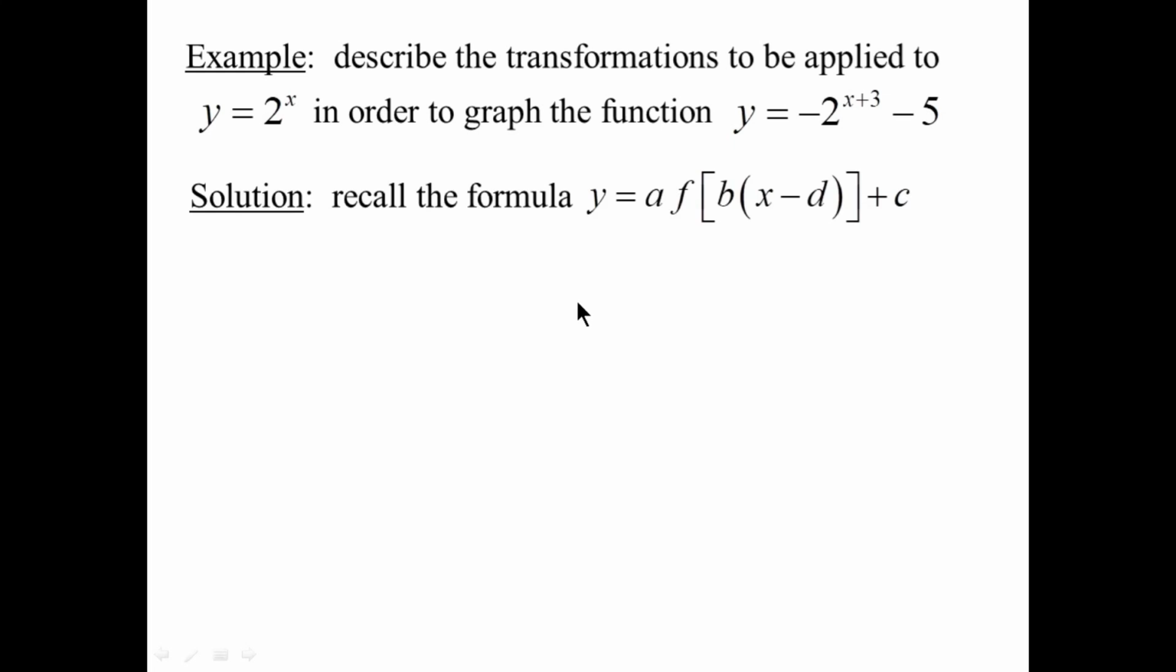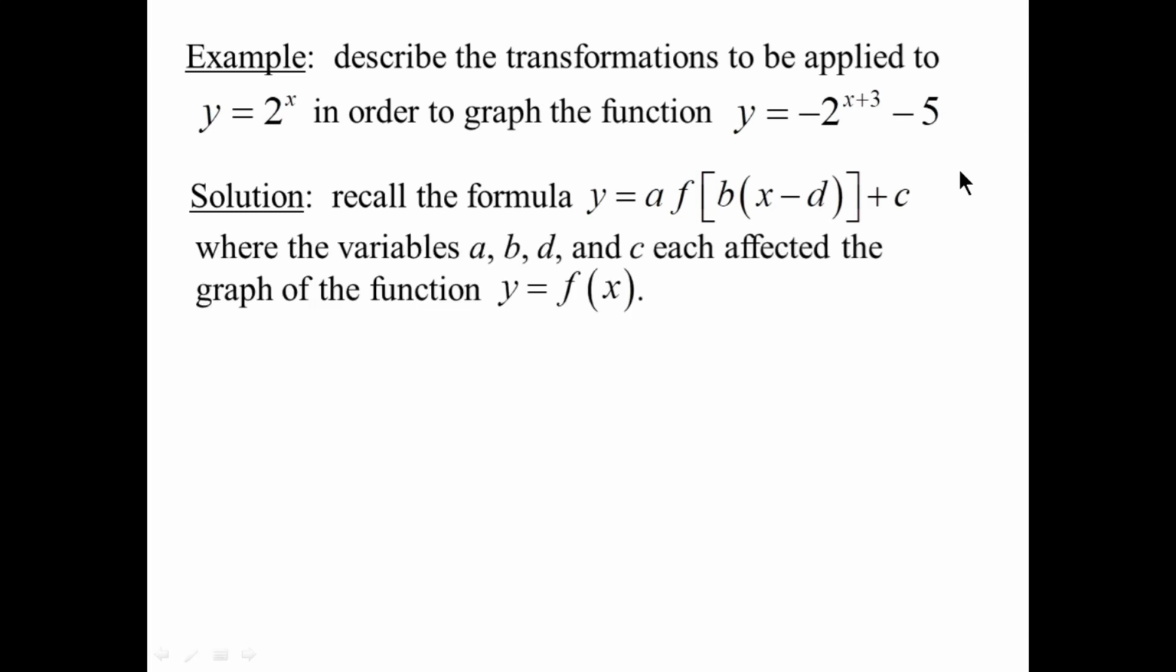Solution: recall our basic formula. Y equals a times f of b times x minus d, plus c. And these variables, a, b, d, and c, note that f is not a variable because it is a set of ordered pairs. It's a function. But the variables a, b, d, and c each affect that set of ordered pairs in their own special way.